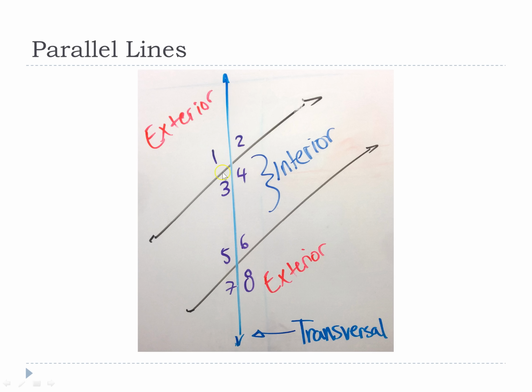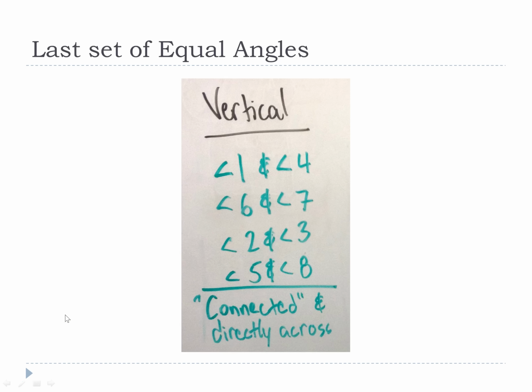If the blue line and the black line create an X, 1 and 4 are connected because they're formed by the same two lines and not three with the other ones. And they're across from each other on the X. Same thing for 2 and 3. If you look at 6 and 7, they're formed by the black line and the blue line, so just the transversal and one of the parallel lines. And 6 and 7 are both acute, and 5 and 8 are both obtuse. All right, so that's our vertical angles.